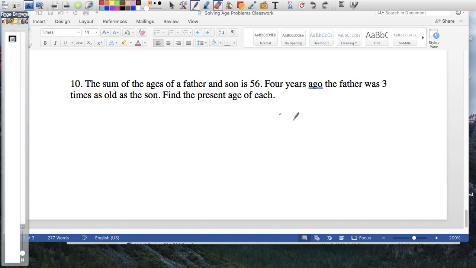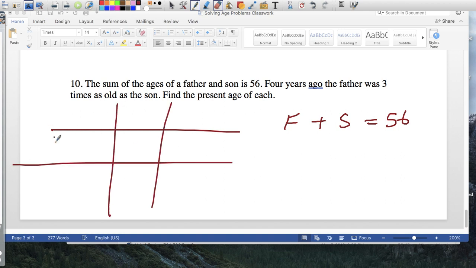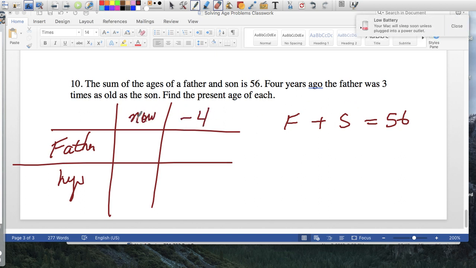The sum of the ages of father and son. So father plus son equals 56. El papá y el hijo. Okay, so 4 years ago is minus 4 years ago. The father was 3 times as old as the son. So did I write hijo? I meant to write son. It's okay. Hijo means son. Let me finish this quick before the battery dies out. 4 years ago, the father was 3 times.